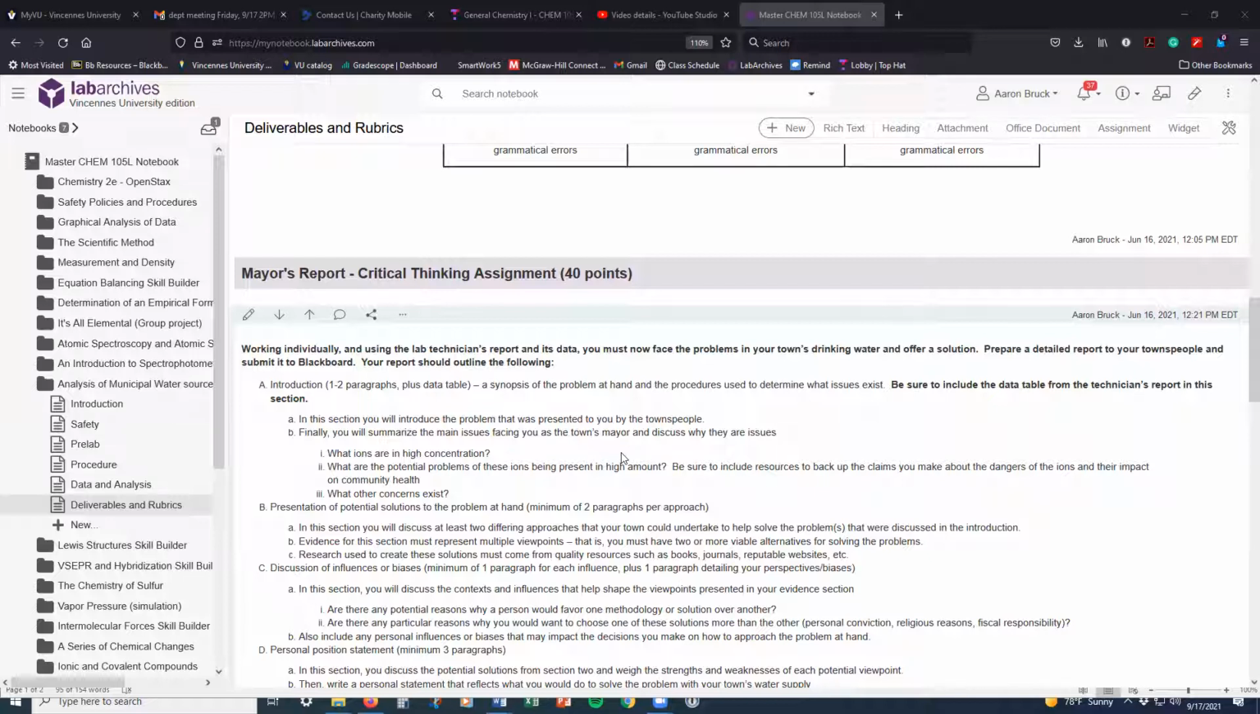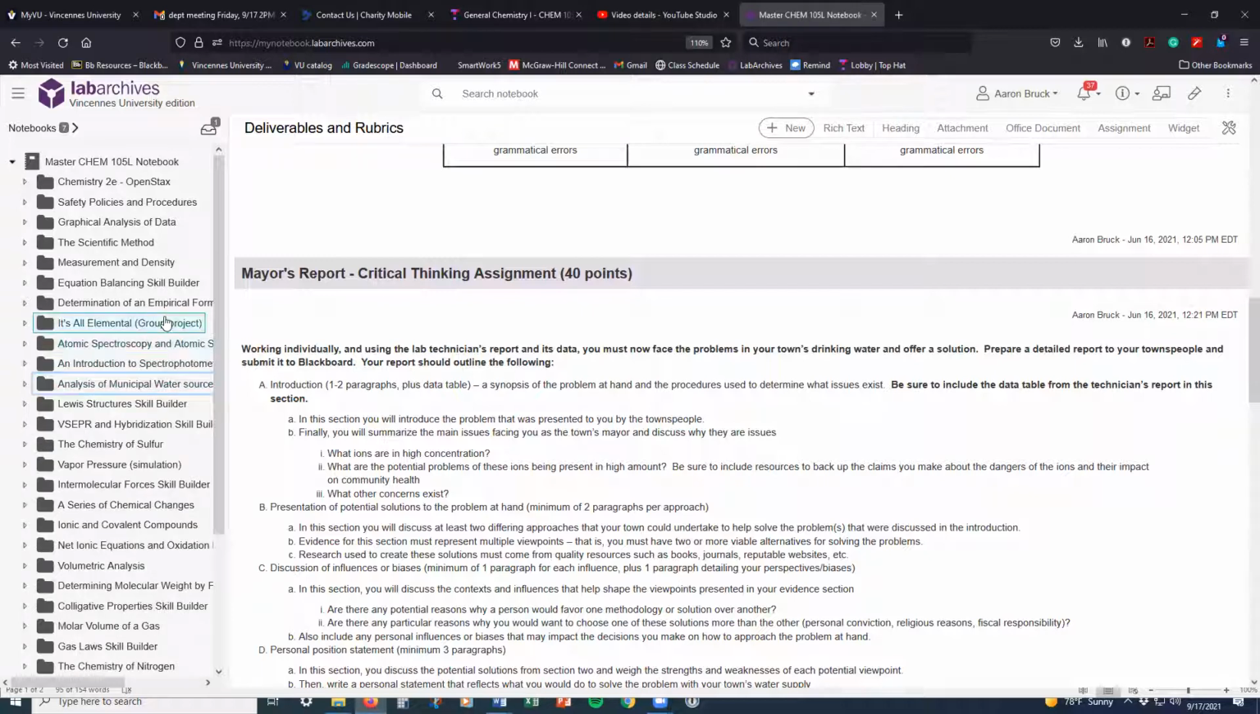And the first deadline I will post in Blackboard and give you information on in Lab Archives as well. But understand that it will be after the technician's report. The technician's report will be due on our normal Monday due date. This will be due sometime later, probably the next Monday, but it depends on the schedule. So that's the lab that we are looking at for our critical thinking assignment.